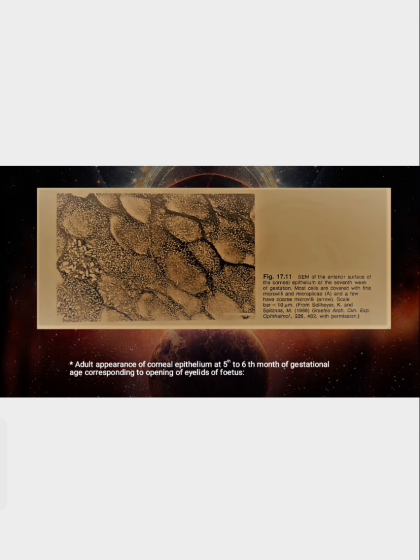This picture is showing the scanning electron microscopy of the anterior surface of the corneal epithelium at the 7th week of gestational age. You can see here the epithelial cells are covered by microvilli and microplicae, and the adult appearance of the corneal epithelium is achieved at around the 5th to 6th month of gestational age, and it corresponds to the opening of the eyelids of the fetus.